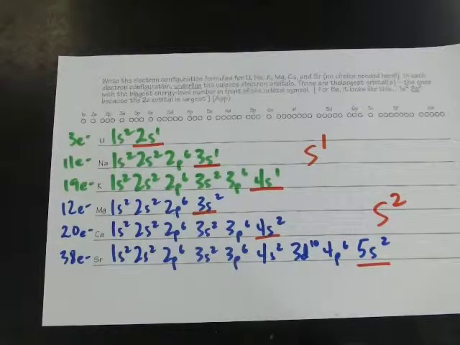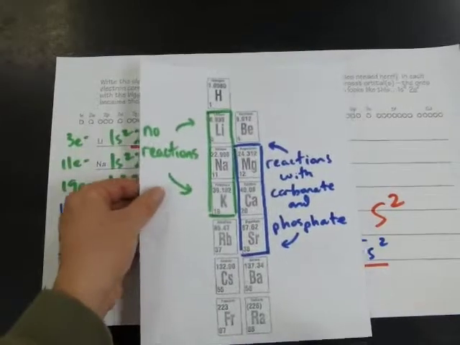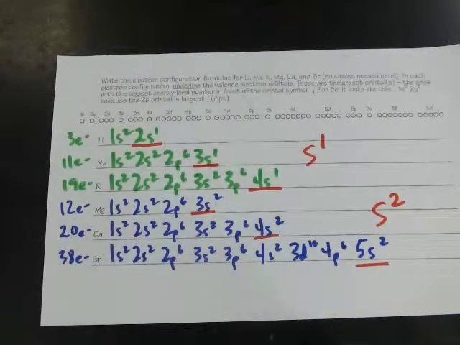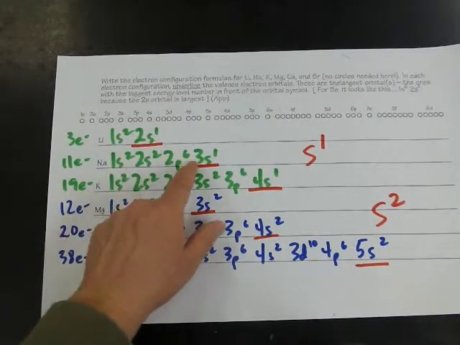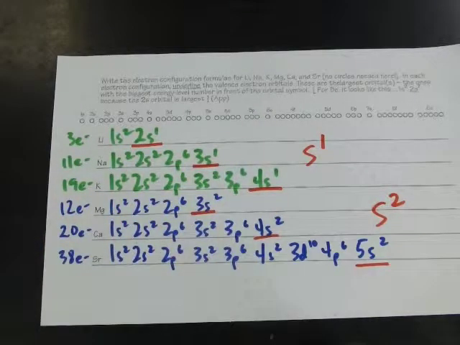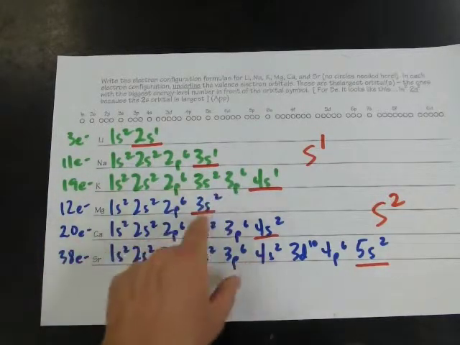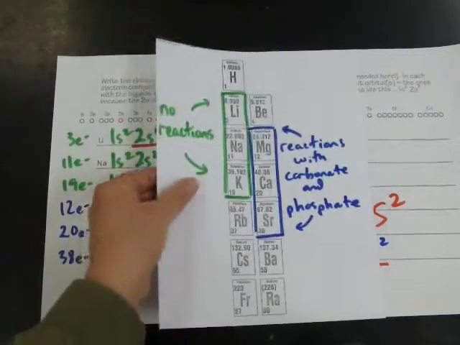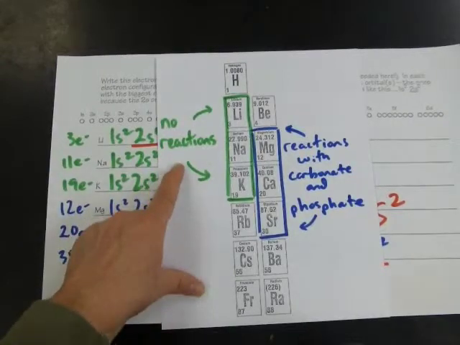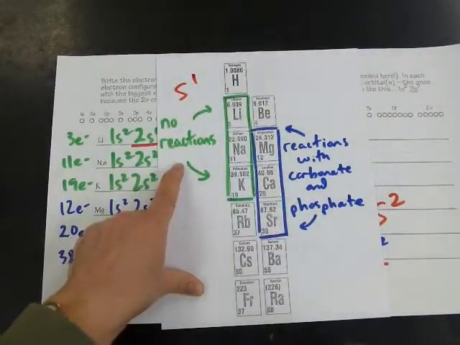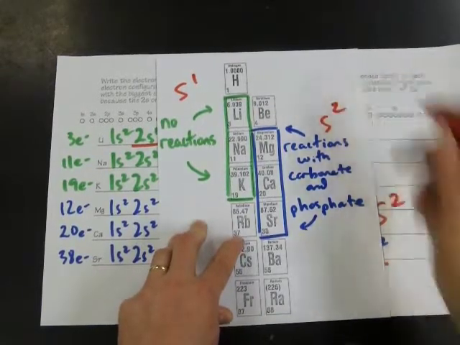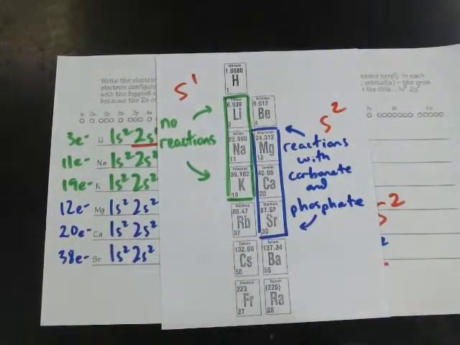The elements that are arranged on the periodic table by their shared chemical properties also share something about their electron configurations. Elements that are in group 1 all have 1 outer electron in an s orbital. Elements that are in group 2 all have 2 outer electrons that are in an s orbital. So the ones that had no reactions all had this outer electron configuration. The ones that had reactions all have this outer electron configuration.